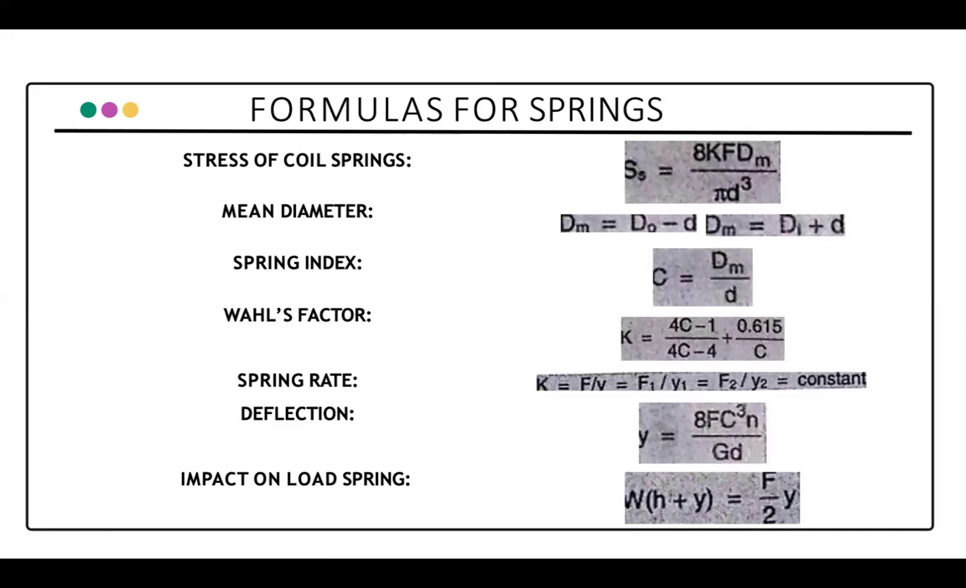So for the stress of a coil spring, we have the mean diameter, the spring index, the Wahl's factor, the spring rate, and also the deflection, the impact of loads on the spring. These are some of the formulas, so you can still check your handouts for additional formulas.